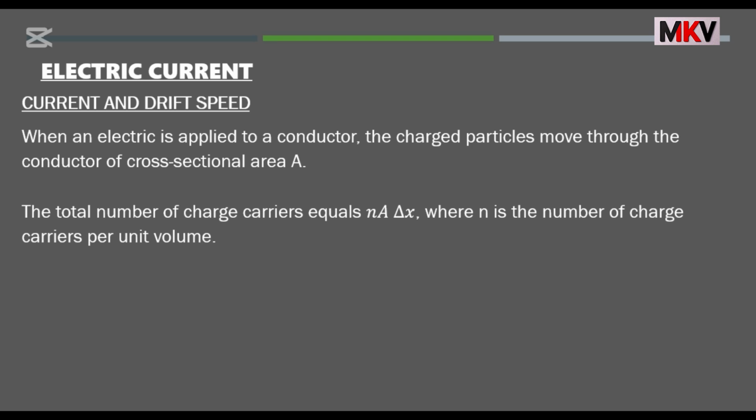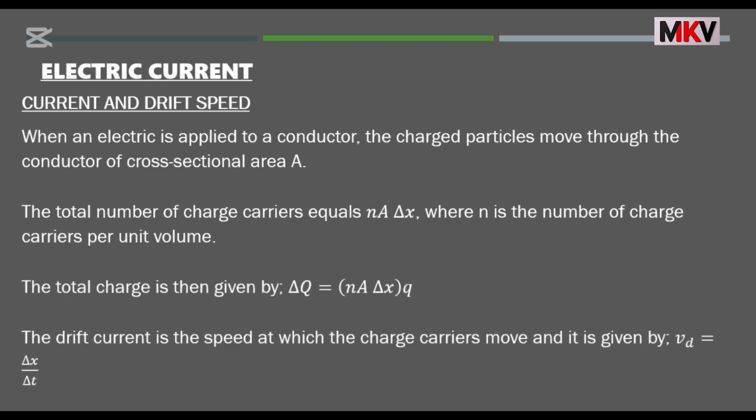Now the total charge is given by ΔQ equals n times A times Δx times q. So q is therefore the charge, n is the number of charge carriers per unit volume, and A is the area of the conductor.